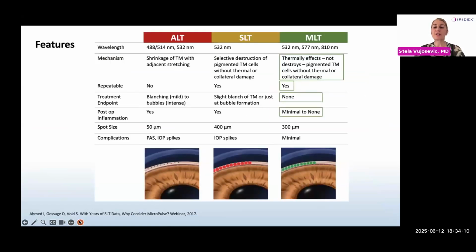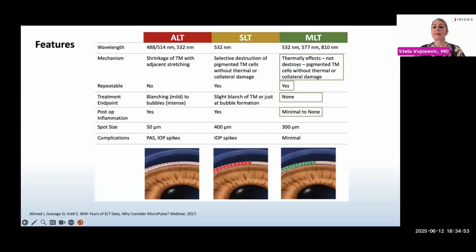If we see the features of these three different laser modalities, we can see the wavelength used for each of them. MLT uses even longer wavelengths, even in the yellow spectrum, so 577 nanometers, and the infrared 810 nanometers. The mechanism of action is still not completely understood, but it works without thermal or collateral damage of the cells. It is a repeatable treatment, so you can repeat it even in the same session, and thereafter. The treatment endpoint, you don't see anything.